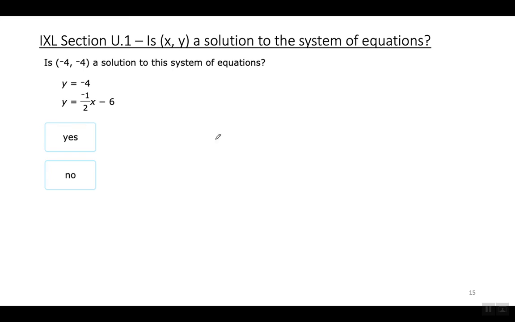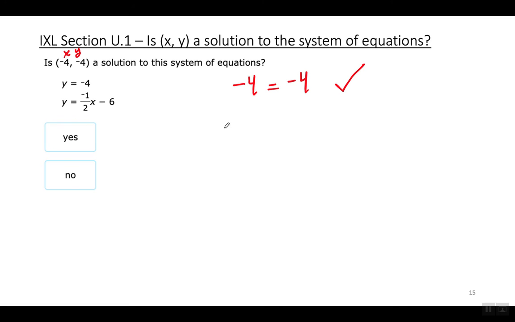Almost done. A few more examples. All right, so I'm going to substitute for x and y. On the top, I have an equation that just has y equals -4. So I'm just going to substitute this -4 where y is. And that makes the statement true. -4 equals -4.